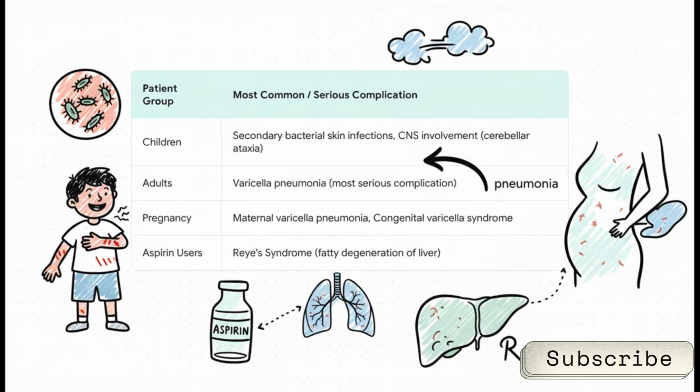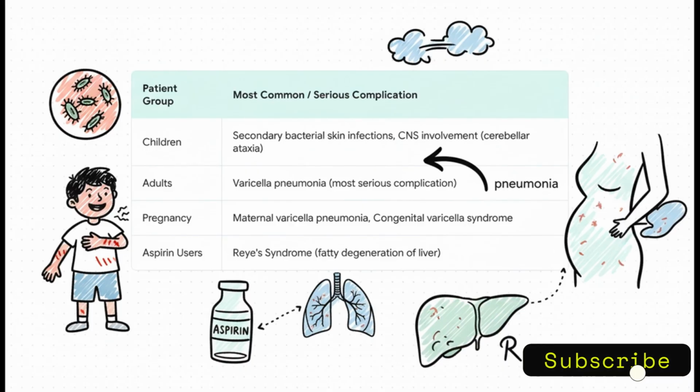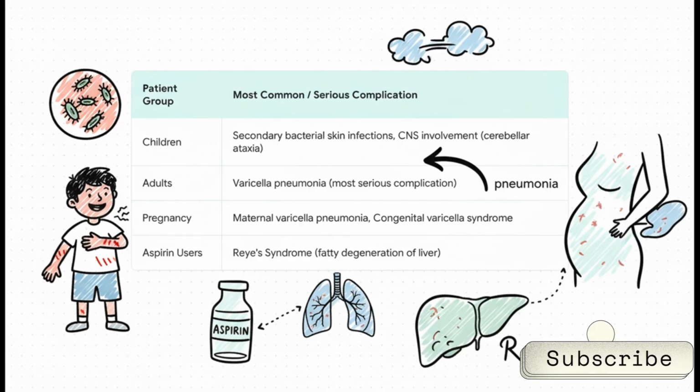Now, while chickenpox is usually pretty mild in kids, you have to know the complications. For children, the most common issue is getting a secondary bacterial skin infection because, well, they scratch. But here's a high-yield fact for adults. The most serious complication by far is varicella pneumonia. That's a big deal. And for any exam, you absolutely have to remember the link between giving aspirin to a kid with a virus like chickenpox and the risk of developing Reye's syndrome.